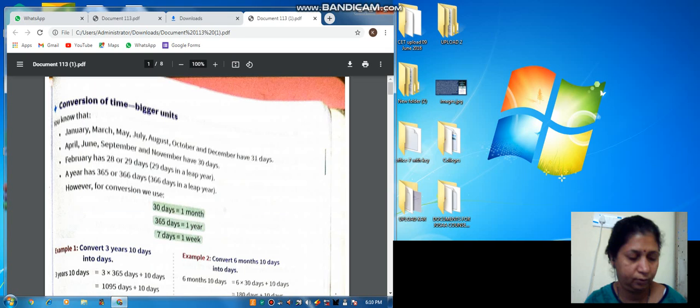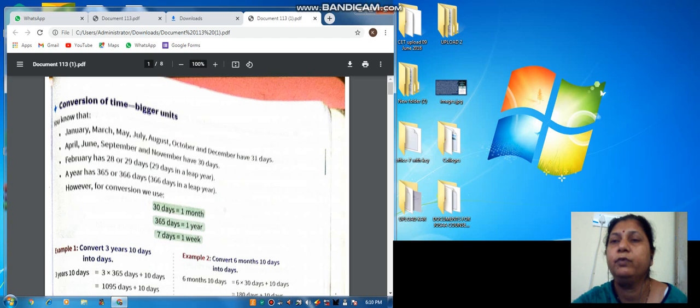So first, it is about minutes. 1 minute is equal to 60 seconds, right? Then 1 hour is equal to 60 minutes. Then 1 day is equal to 24 hours, right? Now next, see here, 1 week is equal to 7 days, right? So see this big conversion.